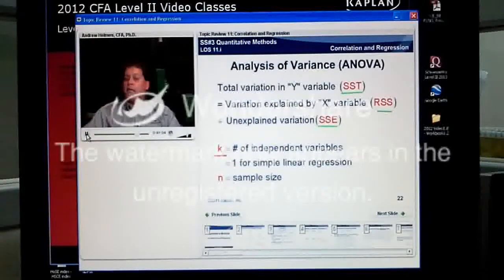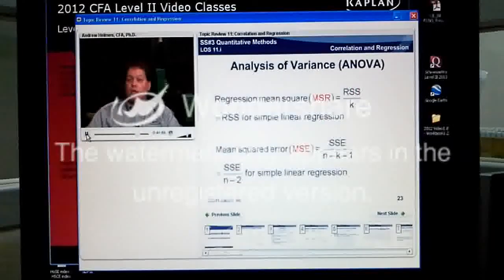k is going to be the number of independent variables. That's going to be easy for what we're doing right now because k is always going to be 1. We're doing simple linear regression. The definition of simple linear regression is that k is equal to 1. We have one independent variable. We're trying to explain housing starts, and we're looking at that in terms of interest rates. And n is the sample size.